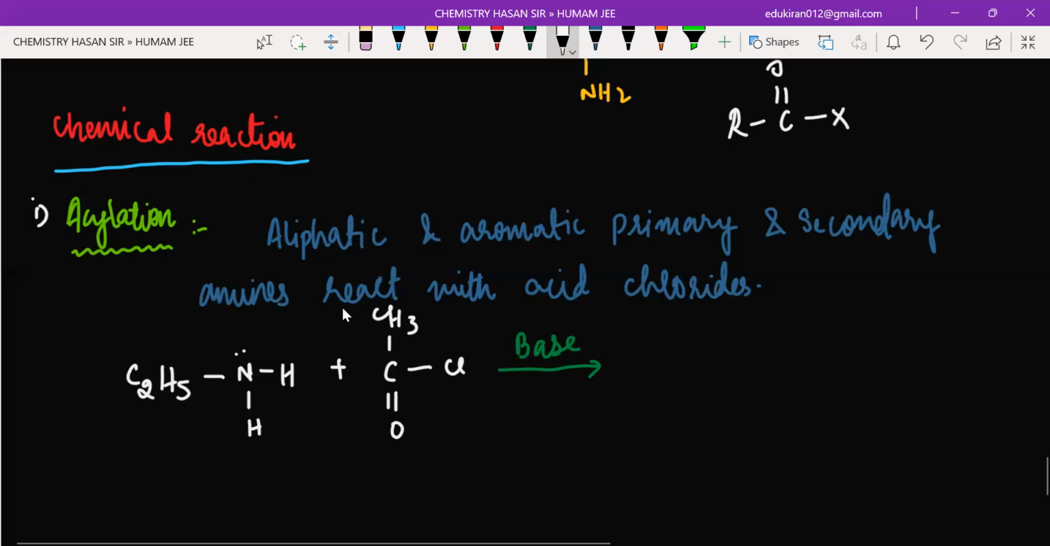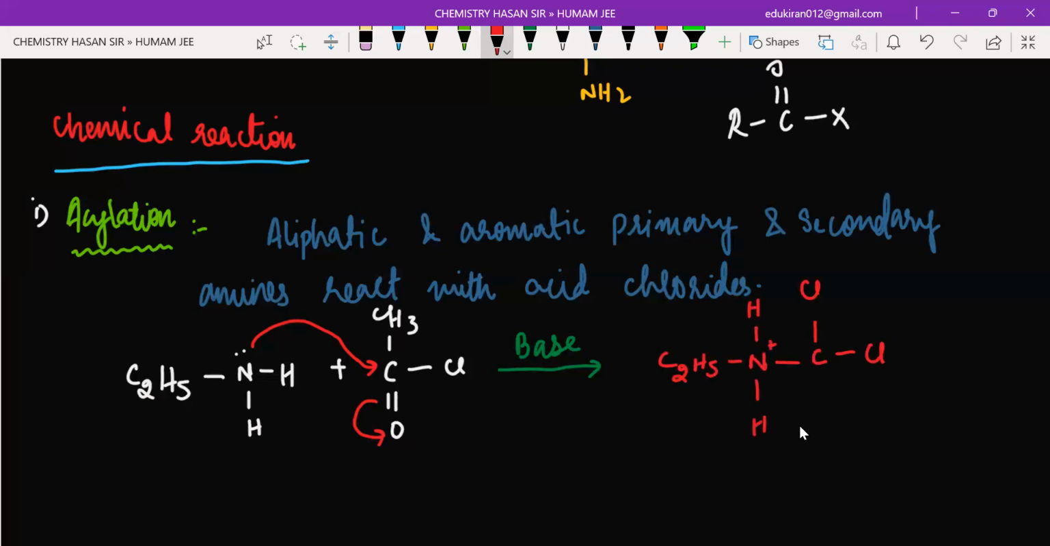Now what will happen? Very simple. This is a carbonyl compound, so oxygen will be taking the carbon's electron. So there will be deficiency of electrons, and this nitrogen will be attacking on this carbon. As well as O negative is there, because oxygen gained the electron of carbon, right? After this, what will happen?